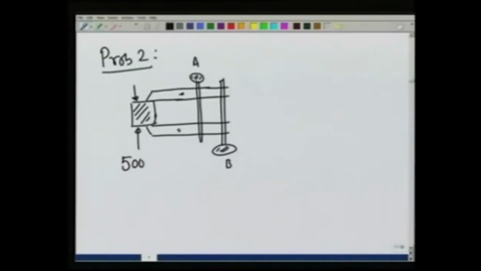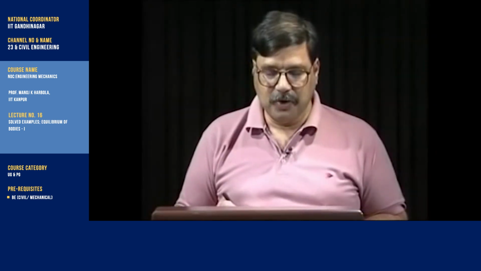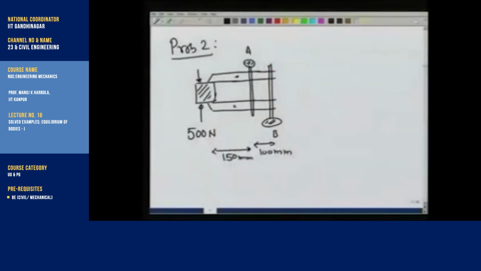the amount 500 newtons. If this distance is 100 millimeters and this distance is 150 millimeters, we want to find the forces applied by the screws on these clamps, assuming that the forces applied by the screws are along the screw direction.